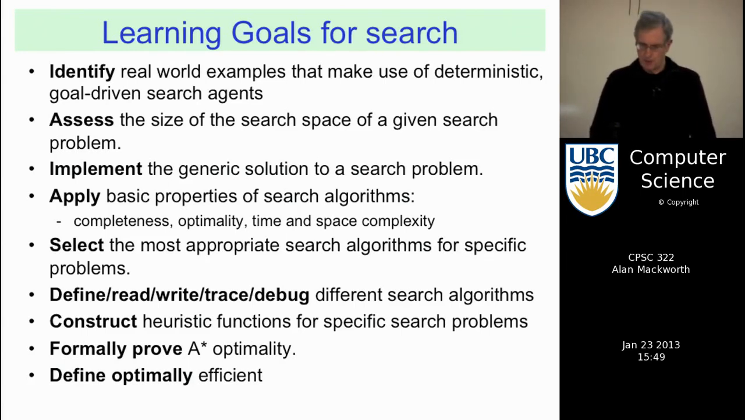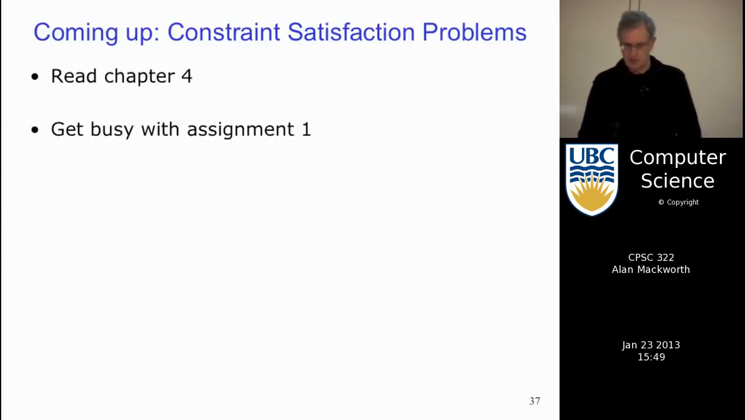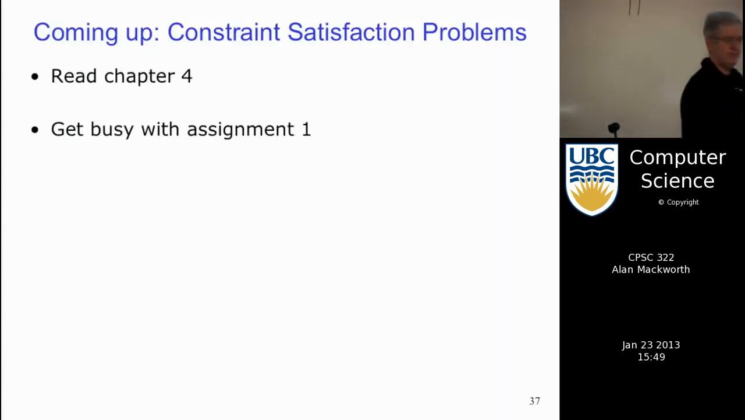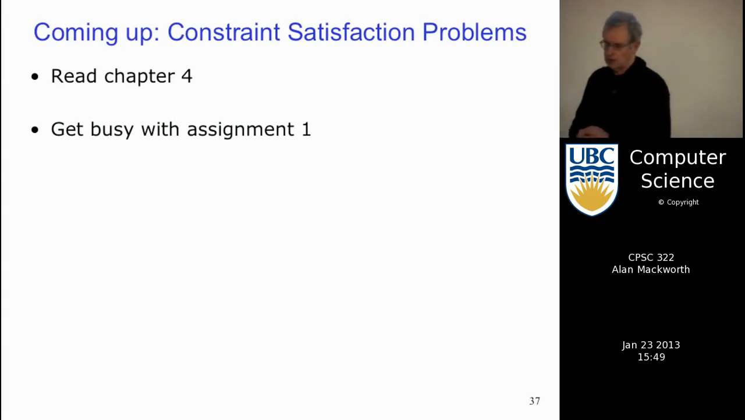The only thing we've got to do next in search is look at depth first branch and bound. Very important algorithm, and then we're on to constraint satisfaction. So read ahead in chapter 4, and I'll see you on Friday.